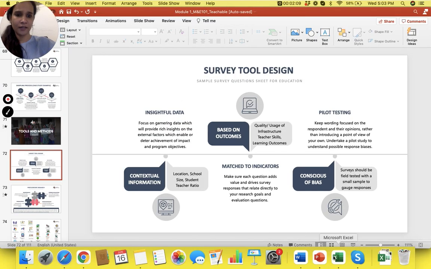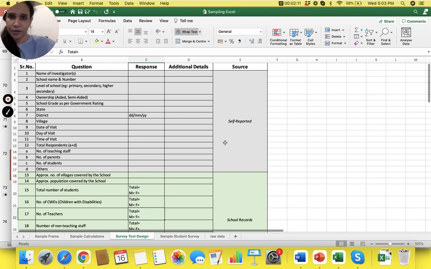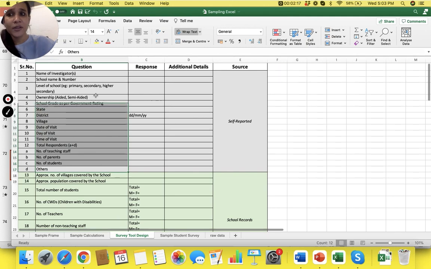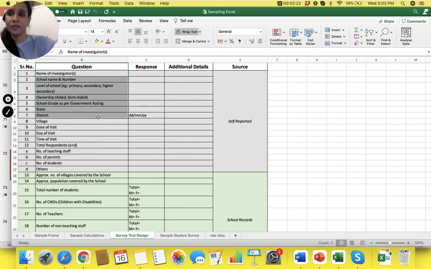So let's look at, and this is also in your shared folder, a couple of questions or data points that we would need when preparing a survey tool. These are more in terms of who was the investigator, what kind of school it is, where it was located, when did you visit the school. A lot of times that also matters, if you visit the school during holidays when it's closed, or in the first half of the day when students are just coming into school. So there can be a lot of repercussions of when you're collecting data. So just ensuring that we have basic contextual information.